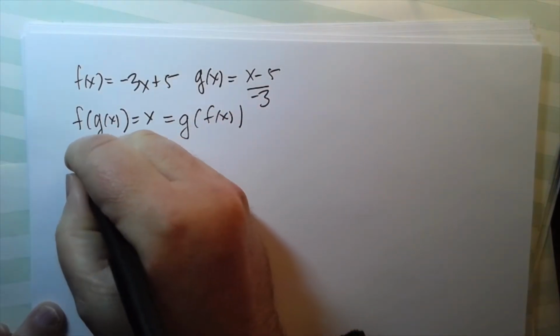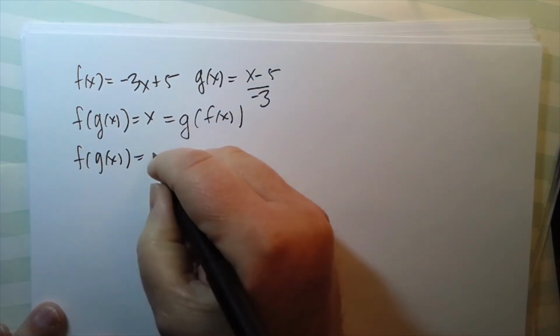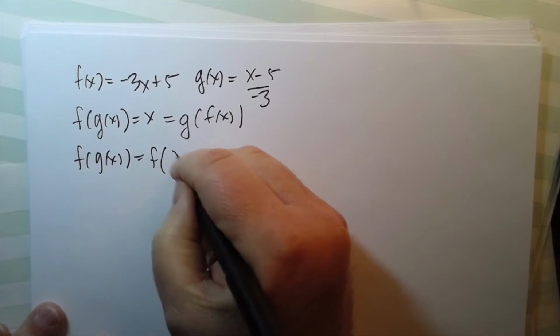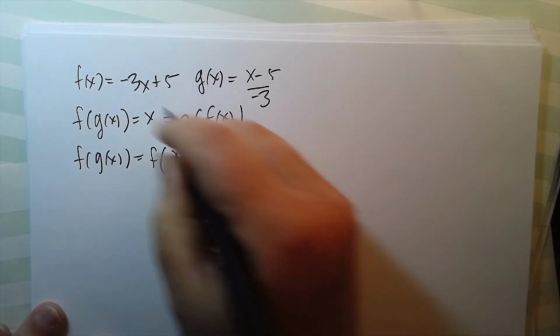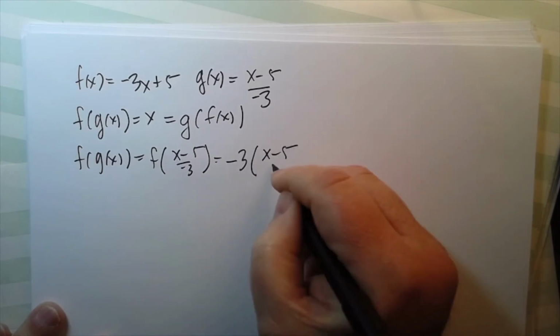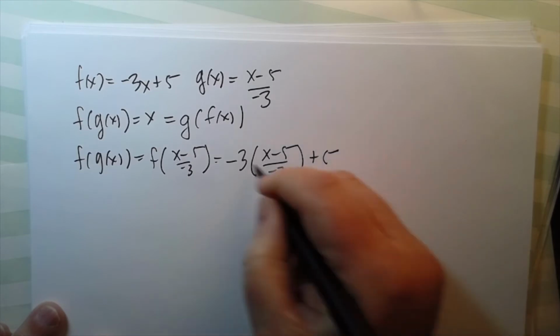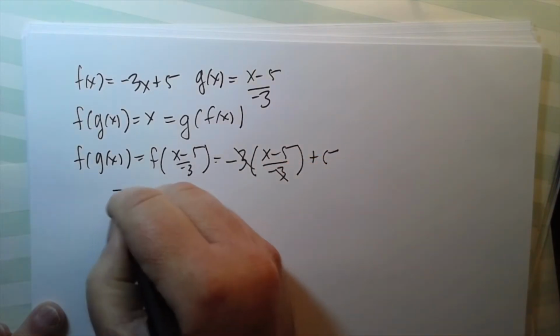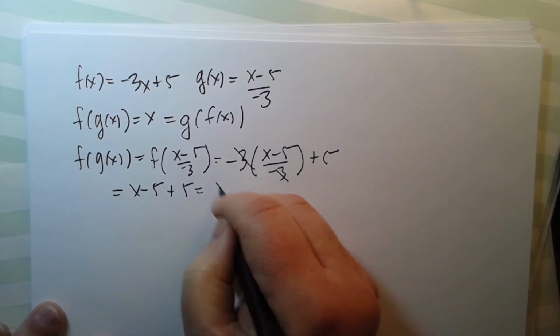So if I take f of g of x, that would be f of all of this stuff, (x minus 5) over negative 3. Now I plug that in where the x is, so I have negative 3 times ((x minus 5) over negative 3) plus 5. The 3's divide out, leaving x minus 5 plus 5, which is x.